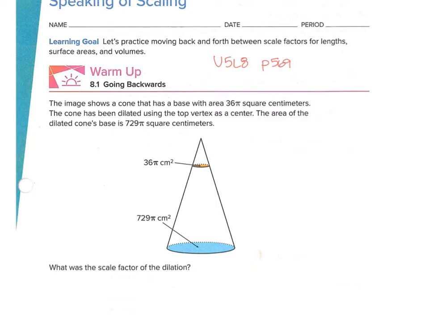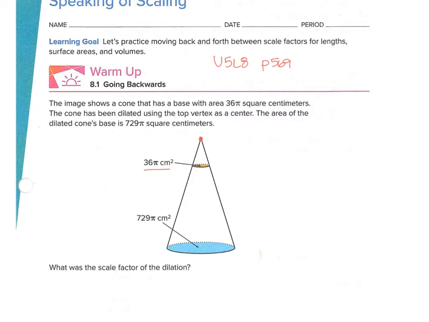So let's take a look at this problem 1. It says the image shows a cone with a base area of 36 pi centimeters squared. That'd be the little one on top. The cone has been dilated using the top vertex as a center. So this was my center, and everything was pushed out, pushed away, dilated from that red center.